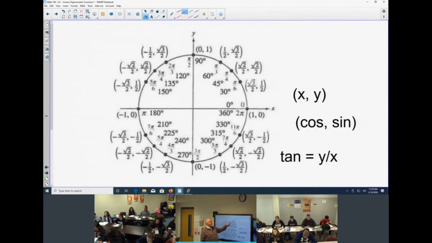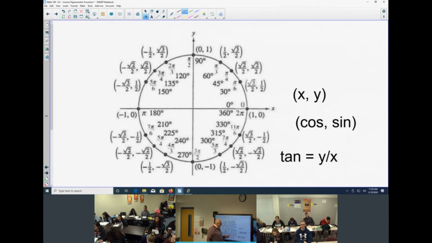So what's the angle? 60 degrees. 60 degrees or pi-thirds radians. Either of those answers is correct. What about 300 degrees or 5pi over 3? Okay, so what about 300 degrees?